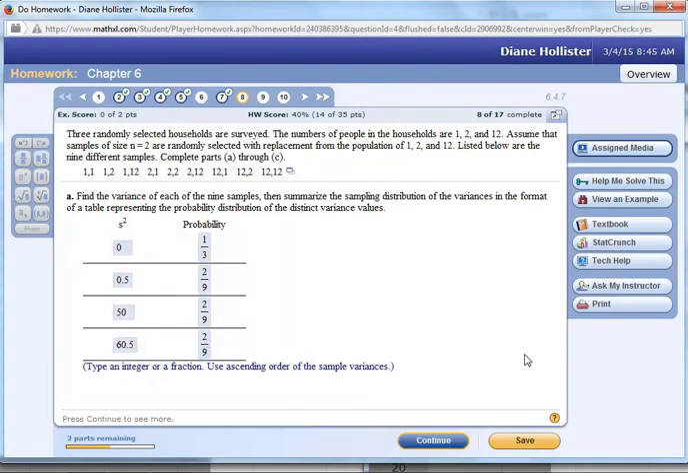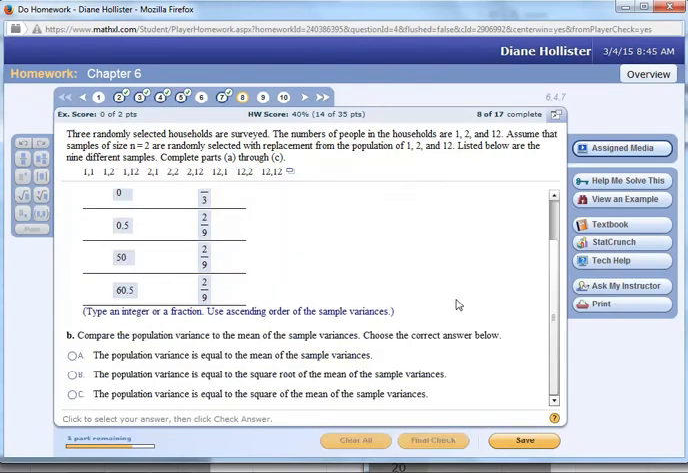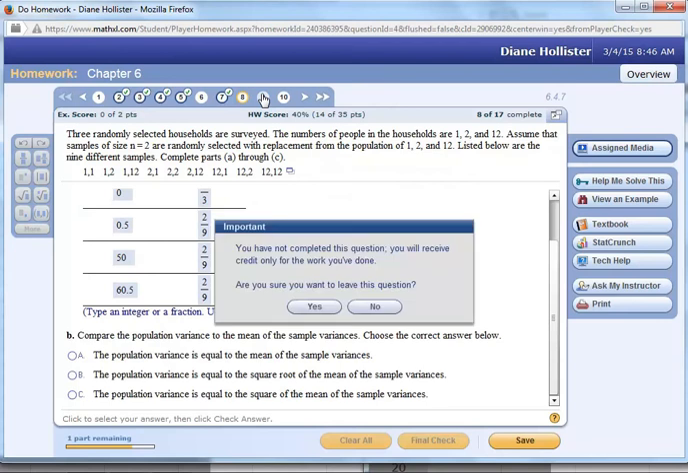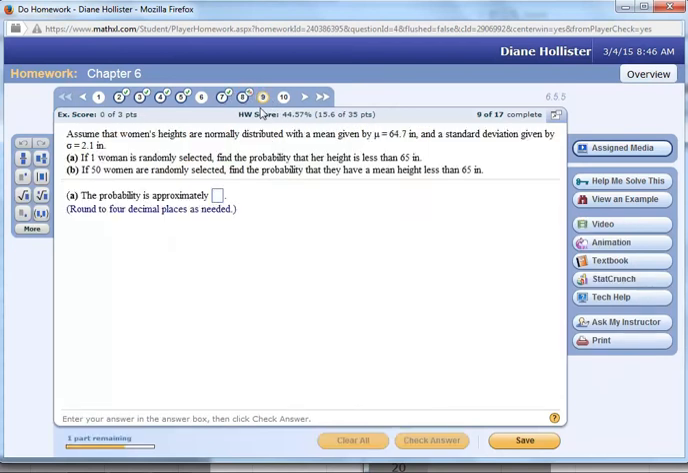So we enter that. And then we're asked to continue, and it says to compare the population variance to the mean of these. So if you average these sample variances, how would the population variance compare? This basically asks you to think back a little bit to Chapter 5, where we looked at probability distributions and finding the mean and standard deviation. I'm going to let you mull over that part, and then you can answer that question. We're going to move on here.